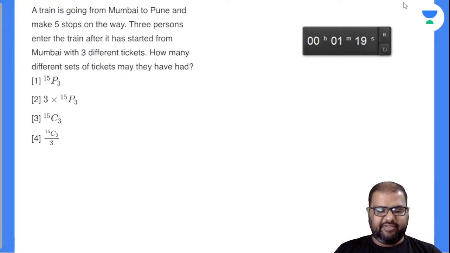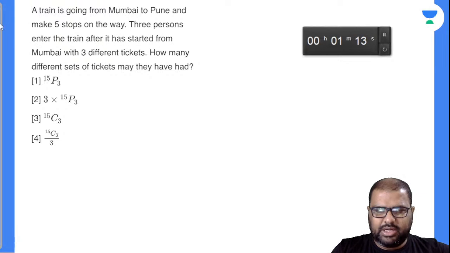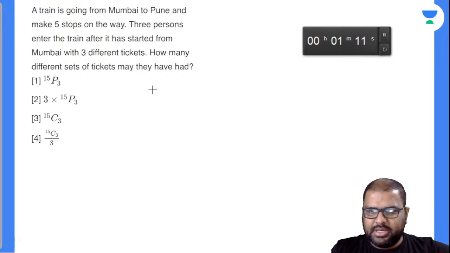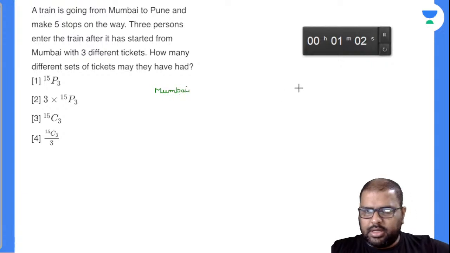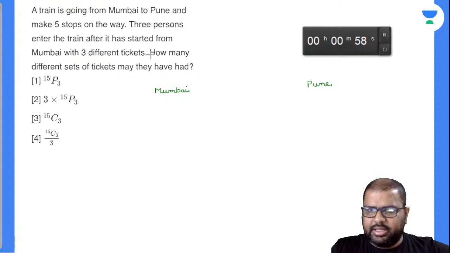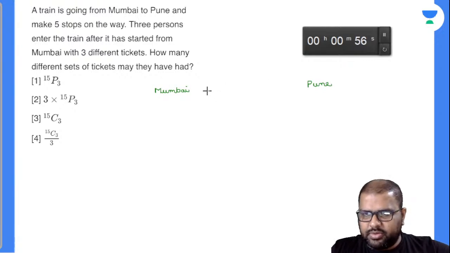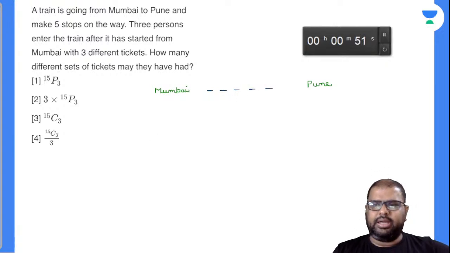A train is going from Mumbai to Pune and makes 5 stops on the way. So for your convenience, I'll draw it. So a train is here, Mumbai, and this is Pune. In between, there are 5 stops, it seems: 1, 2, 3, 4, 5.